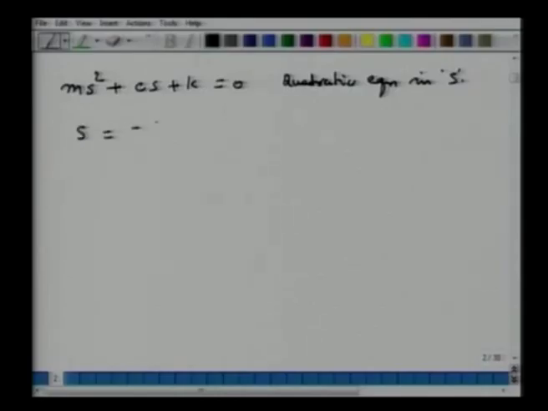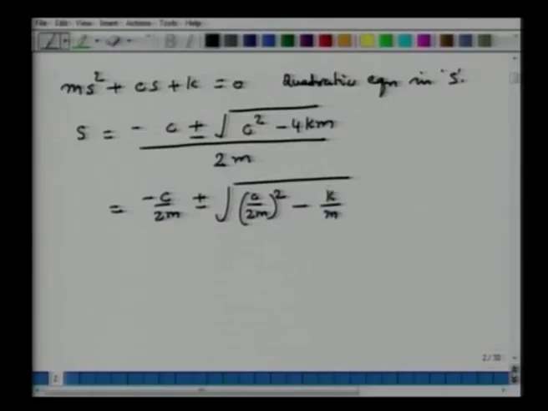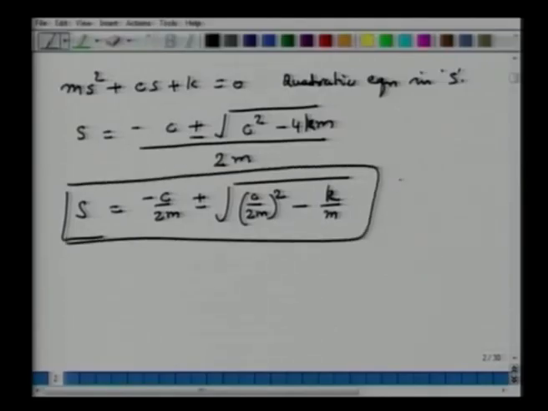So, s equals minus c plus minus the square root of c square minus 4 k m, and then I divide the whole thing by twice the mass, which is minus c over 2m plus minus, and then I move mass under the square root sign. So what I get is the square root of (c over 2m) square minus k over m. So that is my s, and s we call the complex frequency.